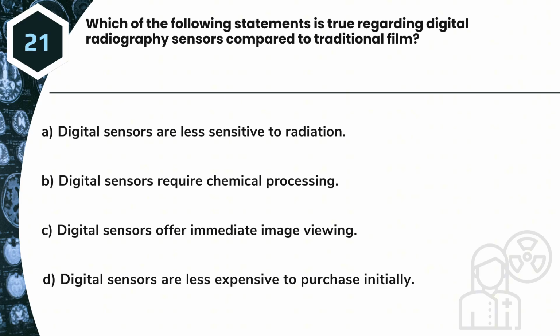Question 21. Which of the following statements is true regarding digital radiography sensors compared to traditional film? A. Digital sensors are less sensitive to radiation. B. Digital sensors require chemical processing. C. Digital sensors offer immediate image viewing. D. Digital sensors are less expensive to purchase initially.